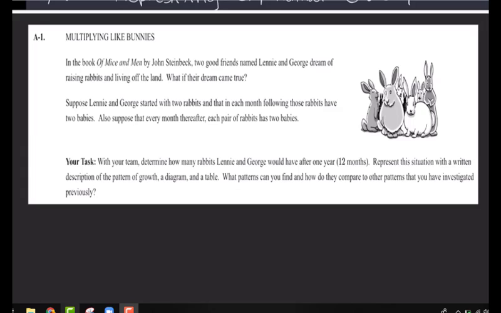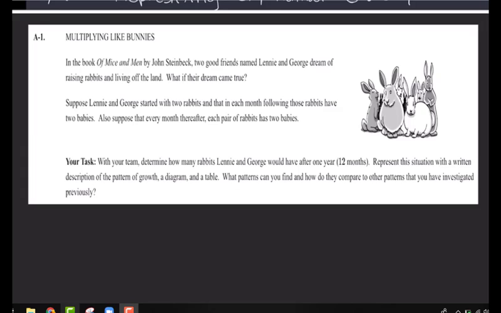So just a quick little refresher. There were two friends in the book Of Mice and Men. There was Lennie and George. And Lennie and George wanted to live off the land, so they thought that they could raise rabbits, and they could eat the rabbits, sell the rabbits, have more rabbits, and be able to live off the land. So there's actually a mathematical problem that ties into our Of Mice and Men and our little rabbit problem.